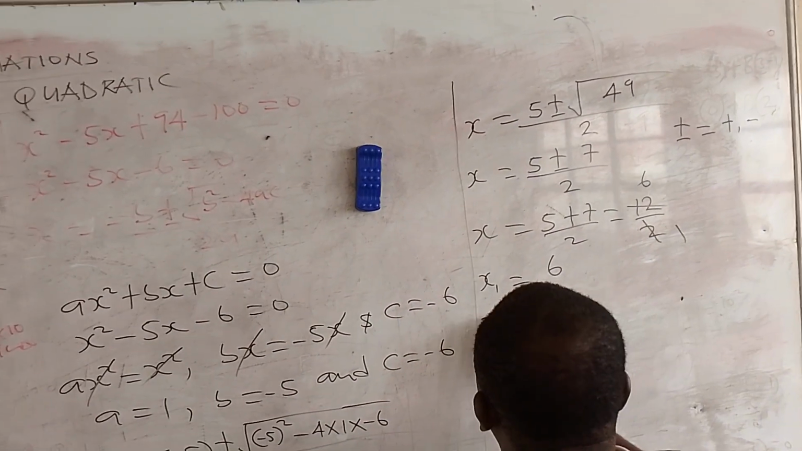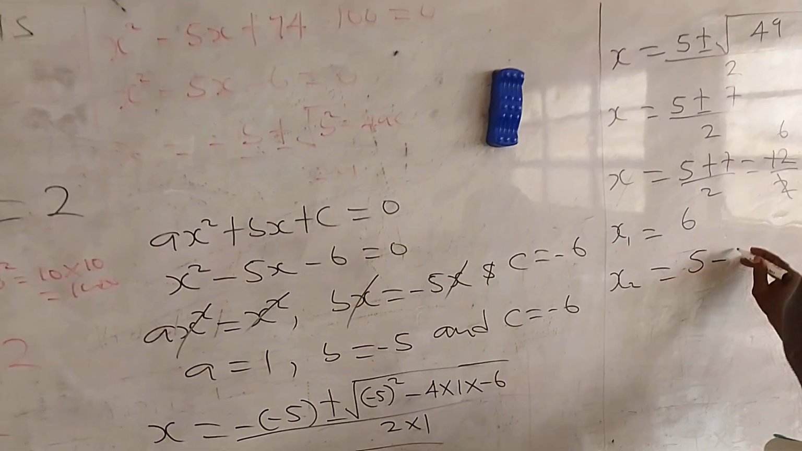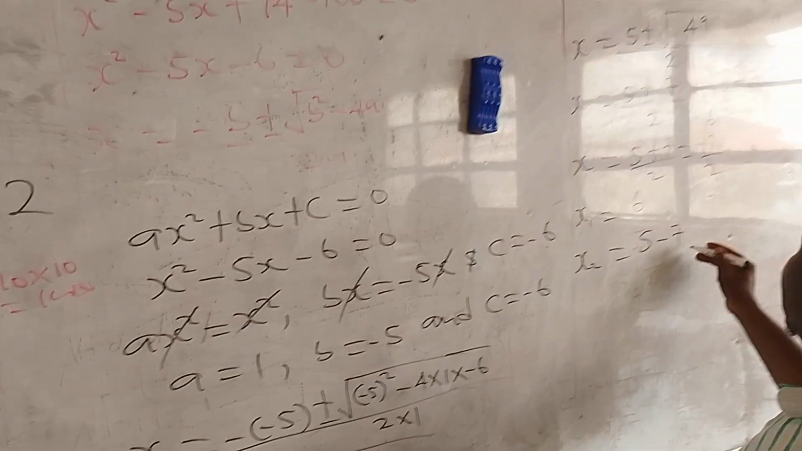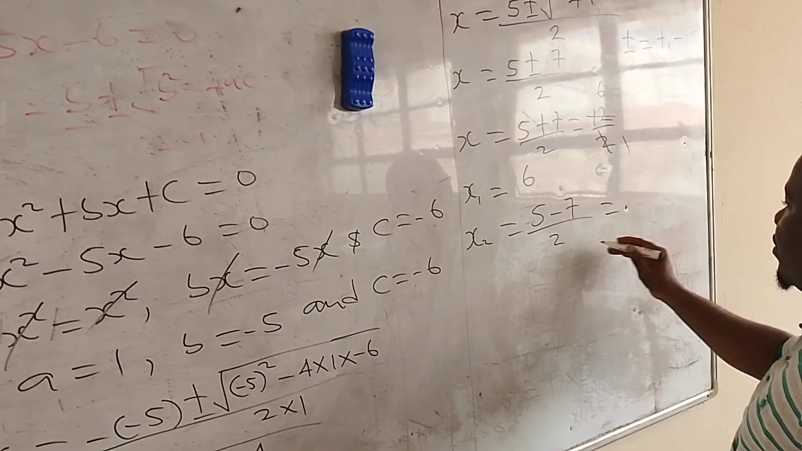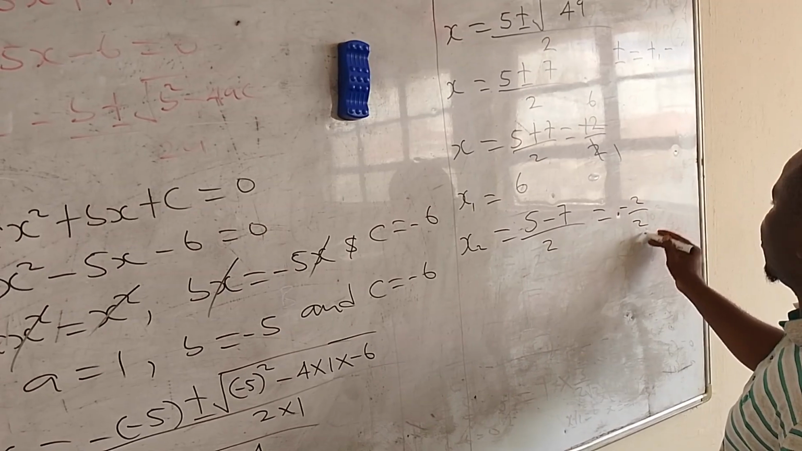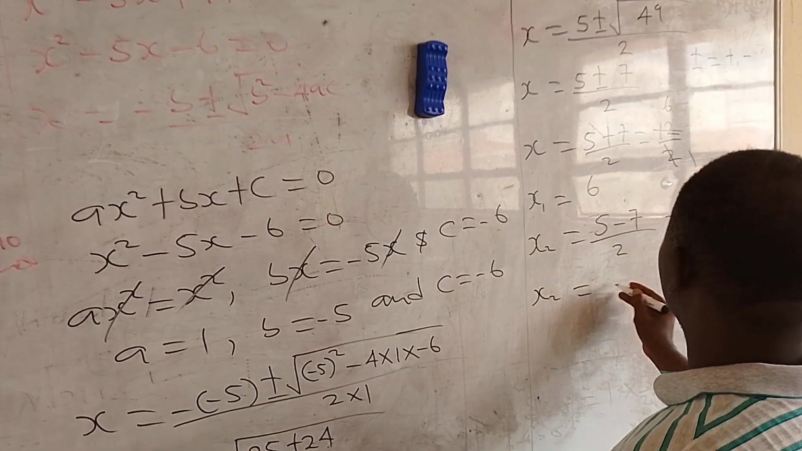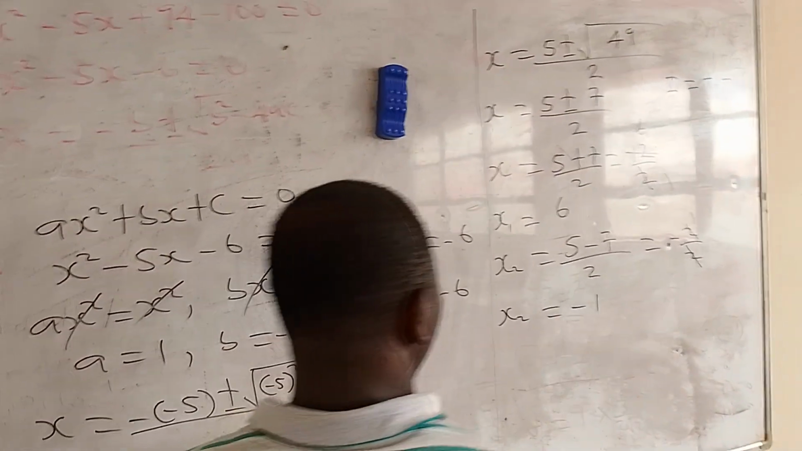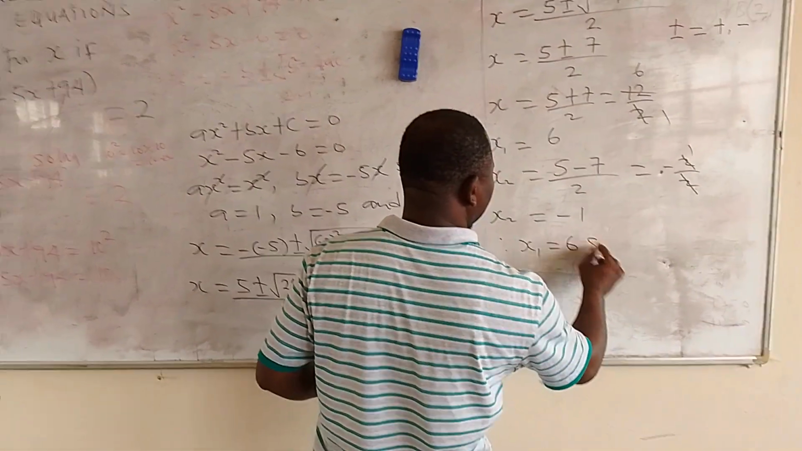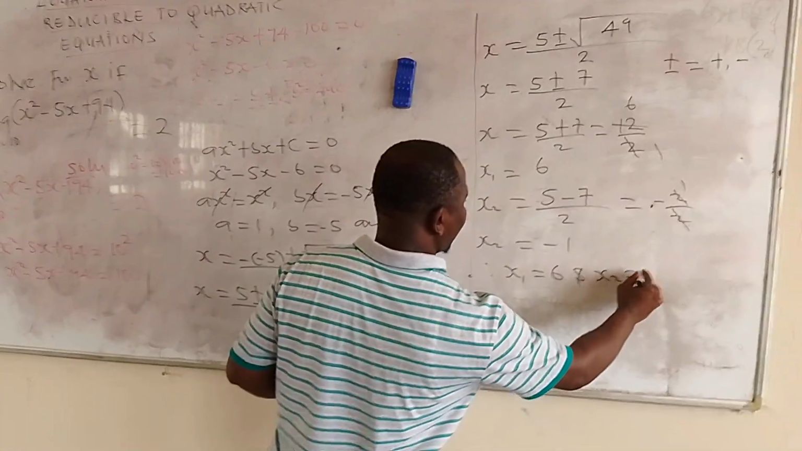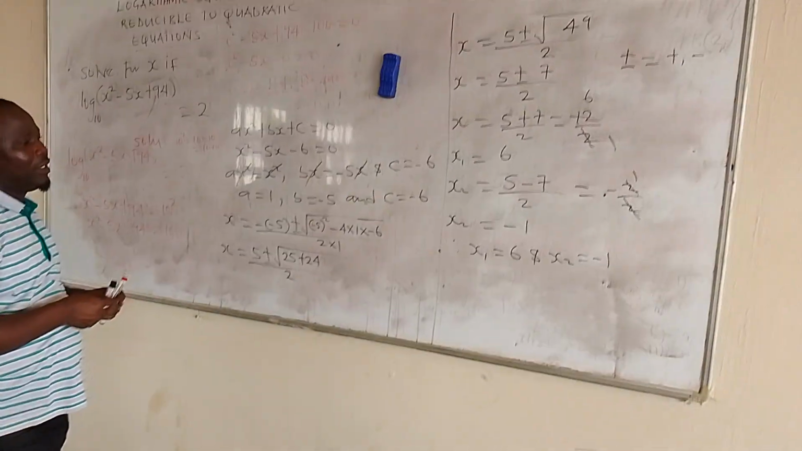Then our x2. We are done with plus, isn't it? Let us consider minus. 5 minus 7, all over 2. True or false? So here 5 minus 7 will give us minus 2, all over 2. So 2 into 2 is 1. So our x2 is equal to minus 1. So therefore, our x1 is equal to 6 and x2 is equal to minus 1. This is how you are going to obtain your x.